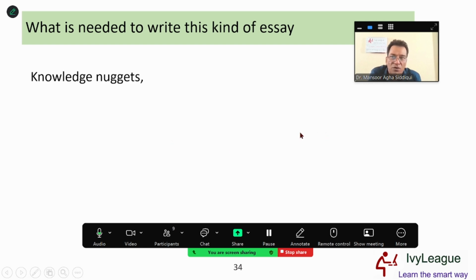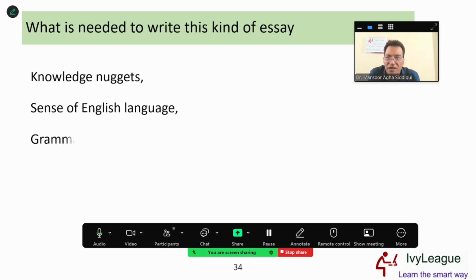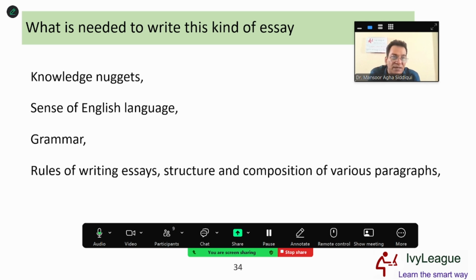First of all, you need to have your knowledge nuggets in place. By knowledge nuggets, I basically mean your GS paper 1, 2, 3, 4 information, or the knowledge you pick up in case of GS paper 1, 2, 3, 4, and current affairs. You need to have a great sense of English language. You need to be impeccable at grammar, and you must have seen that there was a difference in the writing style of this particular essay. Then you need to be clear about the rules of writing essays, the structure of a right essay, and the composition of various paragraphs. Even paragraphs have certain rules which have to be followed when you're constructing them.